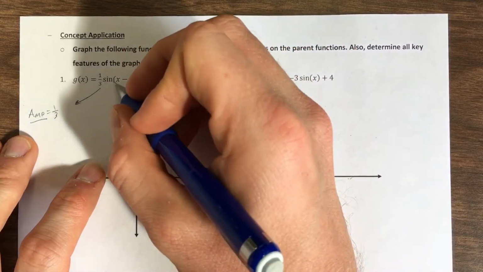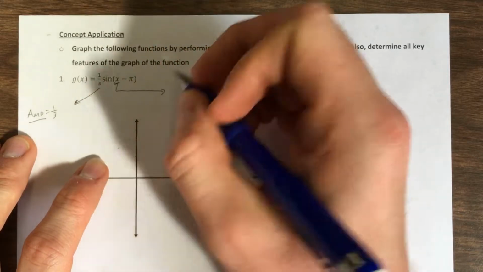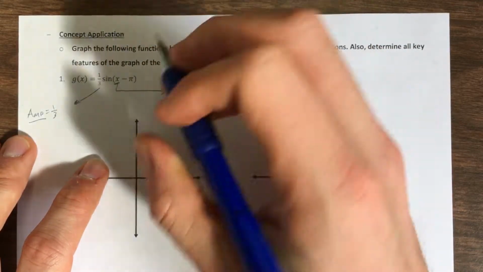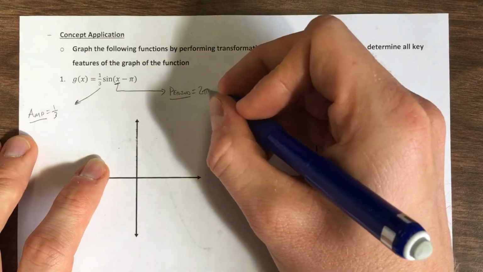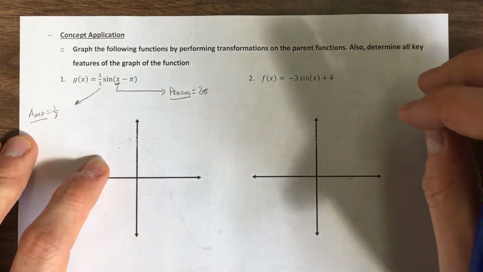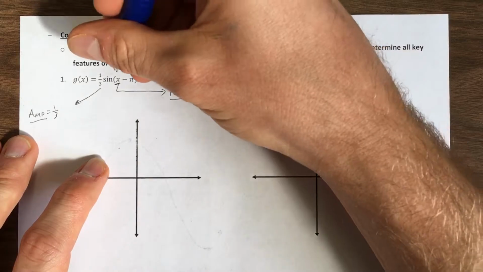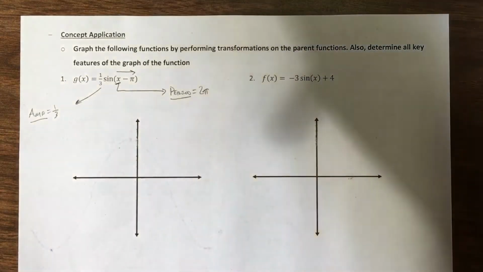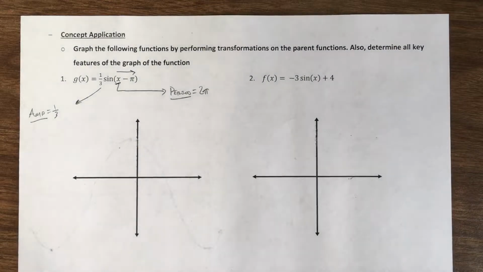We also know that because x is not being multiplied by anything, our period isn't going to change, and the parent function period for sine is 2 pi. So this function's period is going to be 2 pi, and we also know that it's going to move to the right pi units because we're subtracting inside the function. And anytime we subtract inside the function, we're going to shift that function to the right pi units.